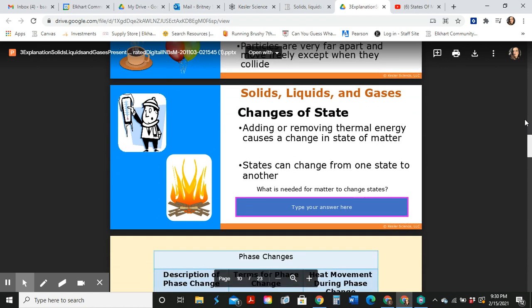Changes of state. Adding and removing thermal energy causes a change in state of matter. States can change from one state to another. What is needed for matter to change states?